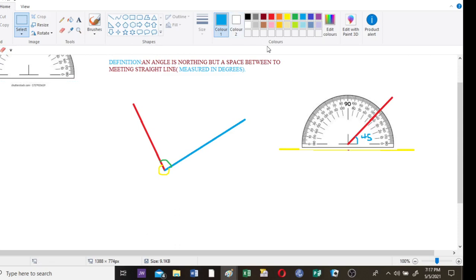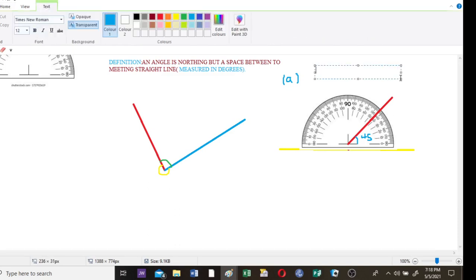Let's first draw a straight line. Remember that this angle is 45. Let's make this our example A. So this is our example. This was an example, so let's say example 1. This is our example 1.